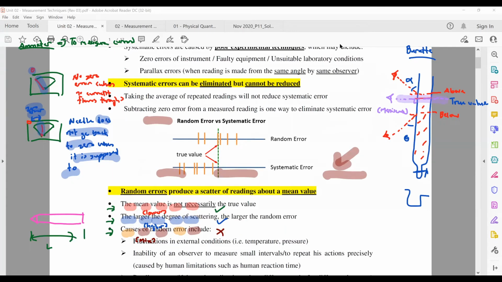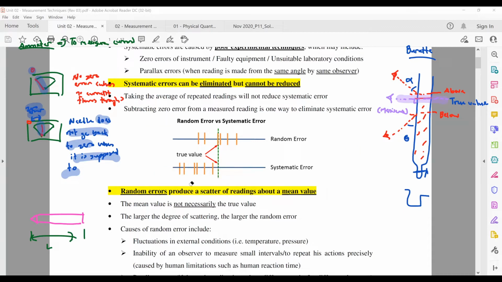Then we move on to random errors. The other type of error that you would learn is random errors. Okay, random errors will produce a scatter of readings about a mean value. All right, the mean value itself is not necessarily your true value.